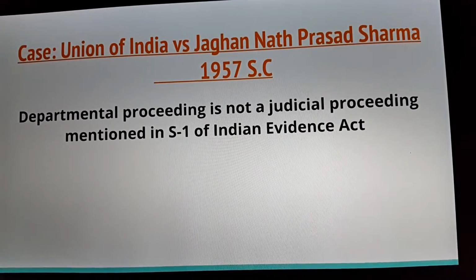Here is a case: Union of India versus Jagannath Prasad Sharma, 1957 Supreme Court. In this case, the Supreme Court stated that a departmental proceeding is not a judicial proceeding mentioned in Section 1 of the Indian Evidence Act.